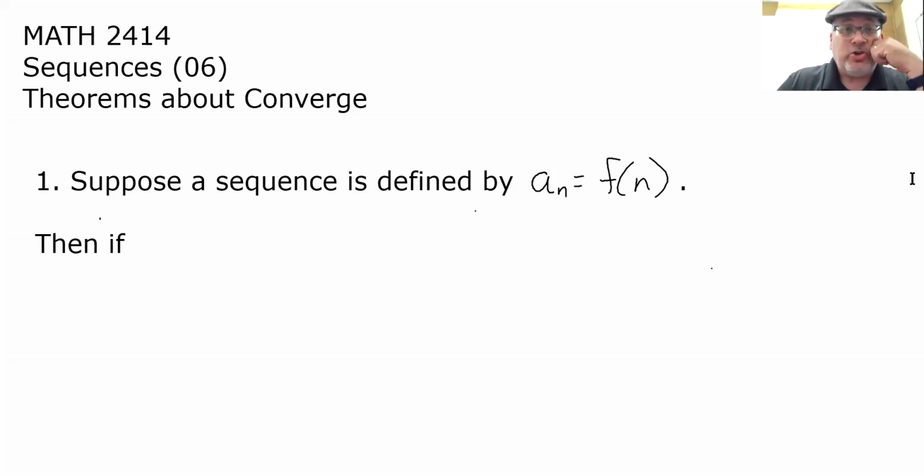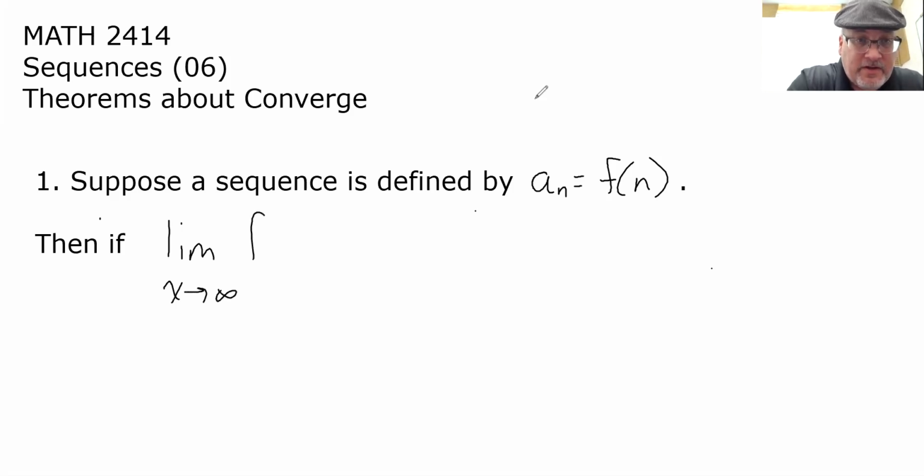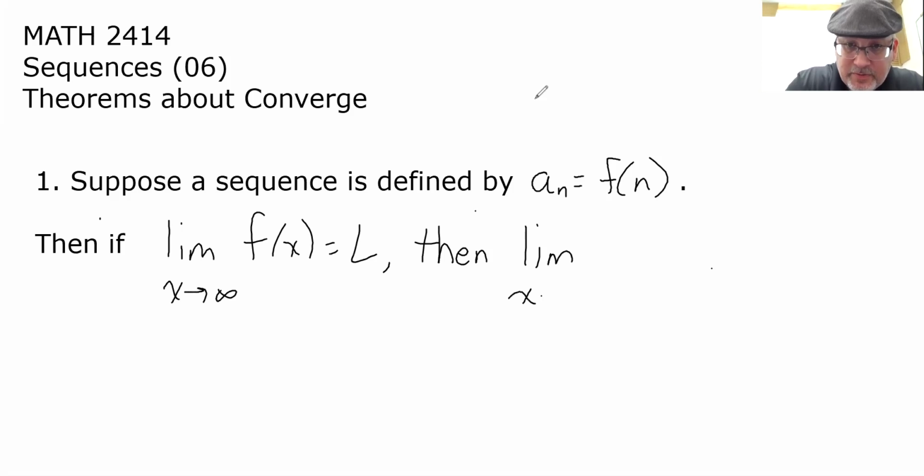Let's start with this first theorem. Suppose a sequence is defined by a_n equals some function of n. Then if the limit as x approaches infinity of f(x) equals L, then the limit as n approaches infinity of a_n is also equal to L. And you might be thinking you just said the same thing twice, that if the limit equals L, then the limit equals L. But the difference between these two is very subtle.